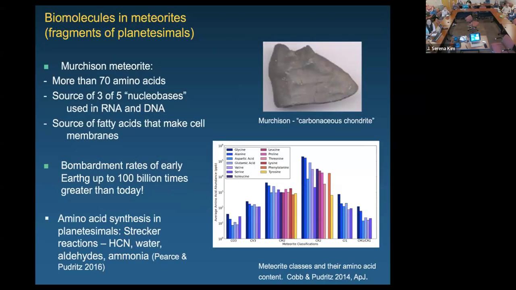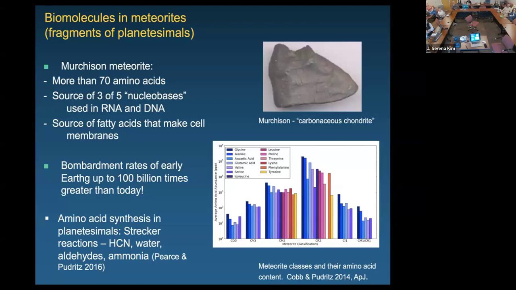So let's look at these. Meteorites are chunks of these planetesimals, and they come in 2 varieties, quite stony, and then these carbonaceous chondrites, rich in organic compounds. As you see, Murchison, a huge reservoir of these. 3 of the 5 nuclear bases are present here. Interesting question, why not all 5? It is a source of fatty acids, nuclear bases, amino acids in plenty.